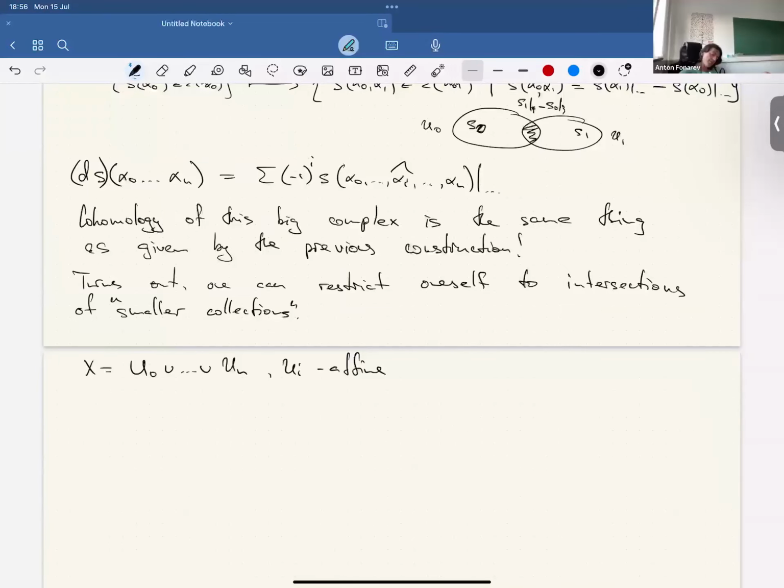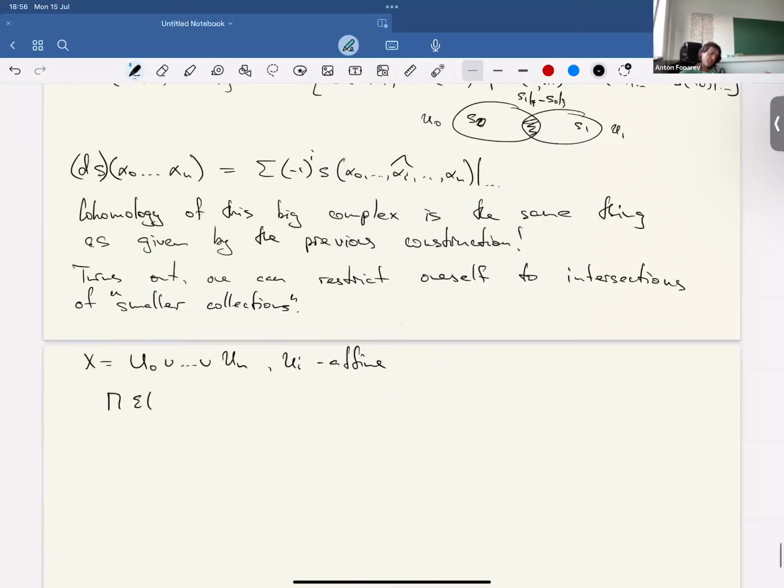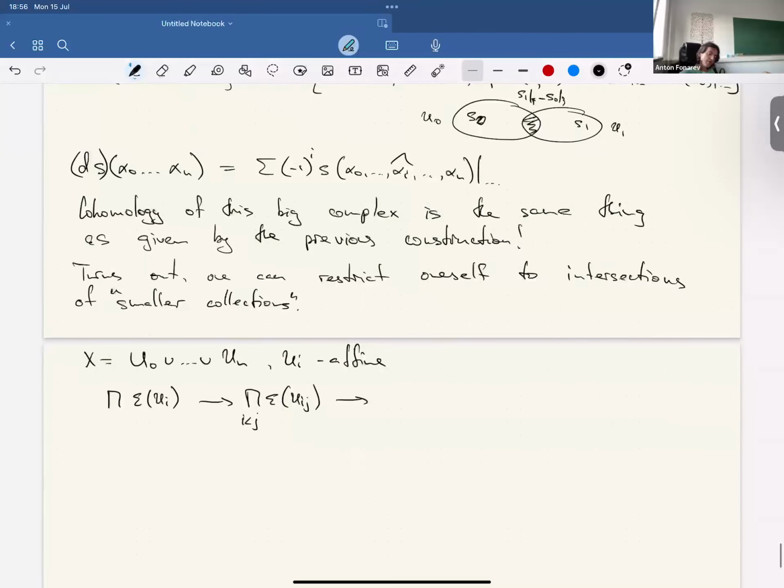And then the complex that you build is first the product of E(UI). Then this maps to the product of E(Uij) over I less than J. So you take intersections, you don't count them too many times. Then you have a map to E(Uijk), where I is less than J less than K, etc. And this time this complex becomes finite.